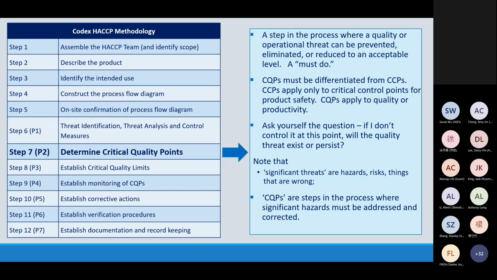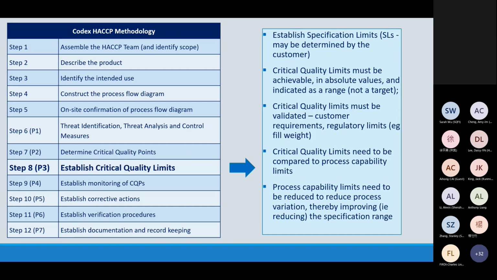And by the way, if a site has a HACCP plan that includes food safety and food quality, there's nothing wrong with that. Some smaller facilities do that. They combine their food safety plan and their food quality plan into one HACCP plan. If they want to do that, that's fine. But CCPs and CQPs must be differentiated because CCPs always apply to food safety, CQPs always apply to quality issues.